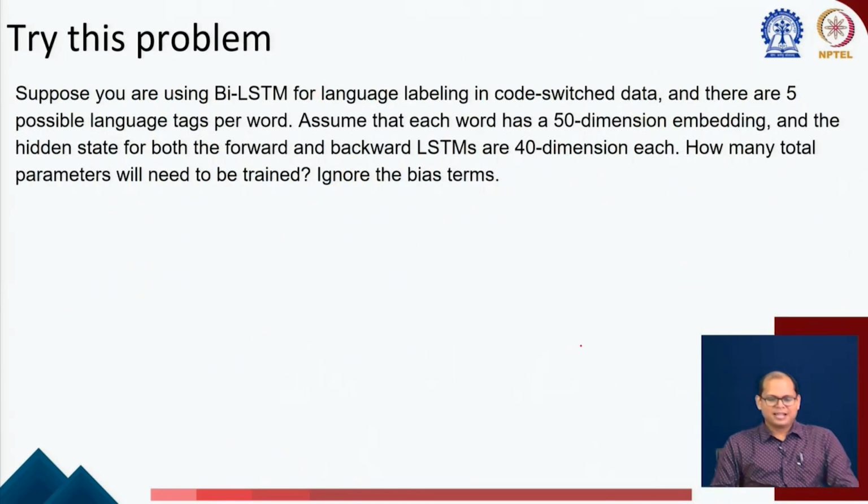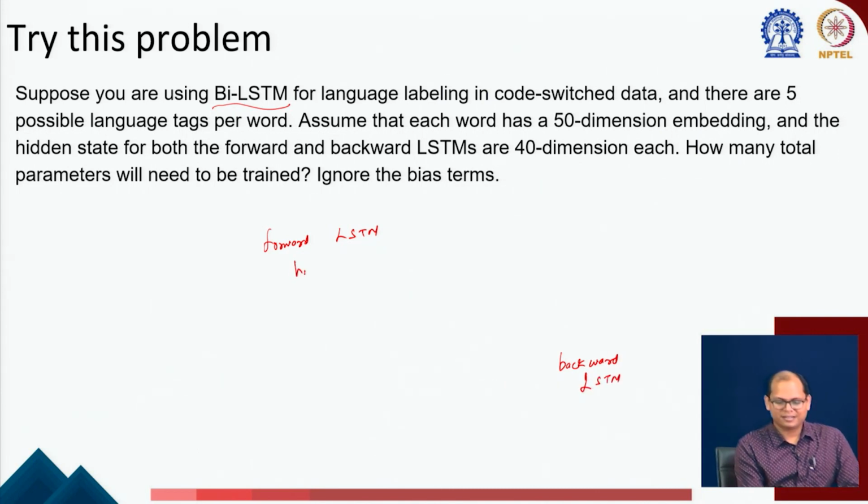Okay. And you can try this problem to get more idea about parameters. So, I said wherever you use RNN, you can use LSTM. So, here you are using a bi LSTM. What does that mean? You have forward LSTM and you have a backward LSTM. Same functionality. So, you will get an HT in forward direction from here, and you will get an HT in the backward direction from this. Okay, just like you got in RNN.